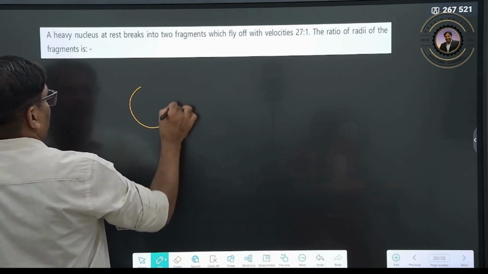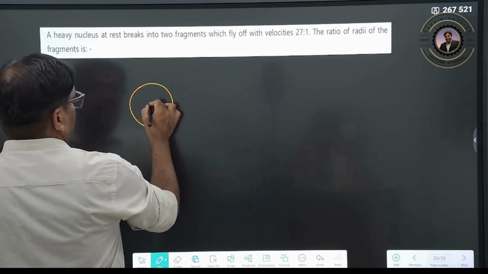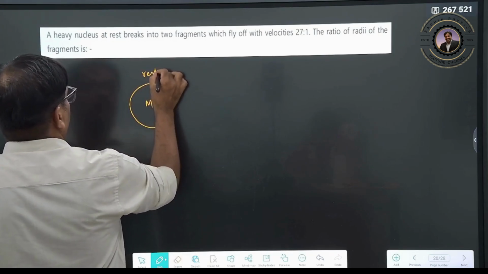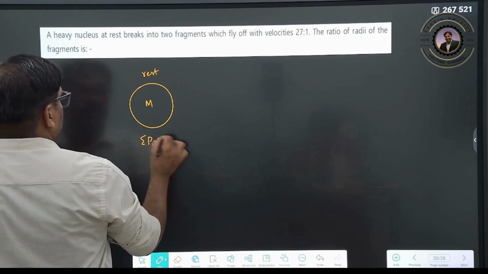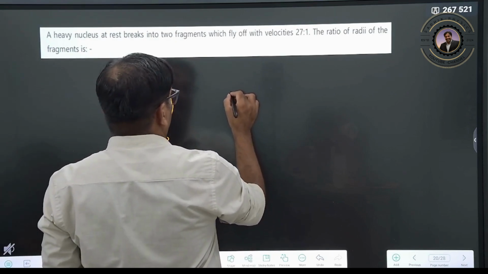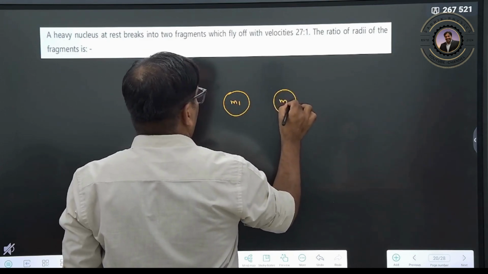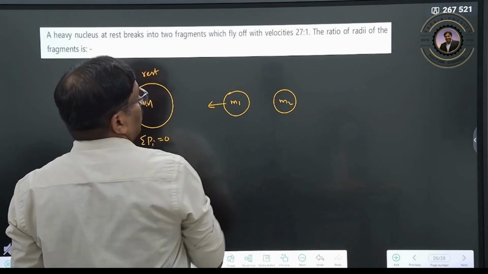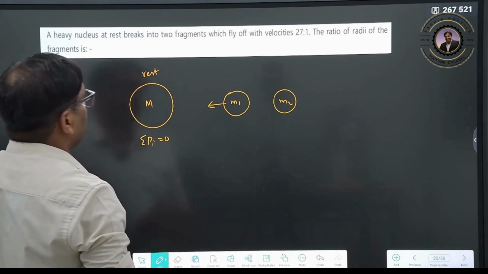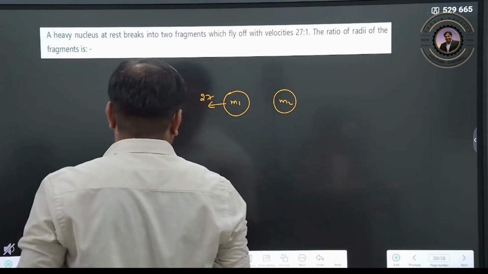There is one heavy nucleus, having some mass m, which is at rest. That means the initial momentum was 0. So what happened? It breaks into two parts, m1 and m2. One is going with a speed of 27 and the other with 1.